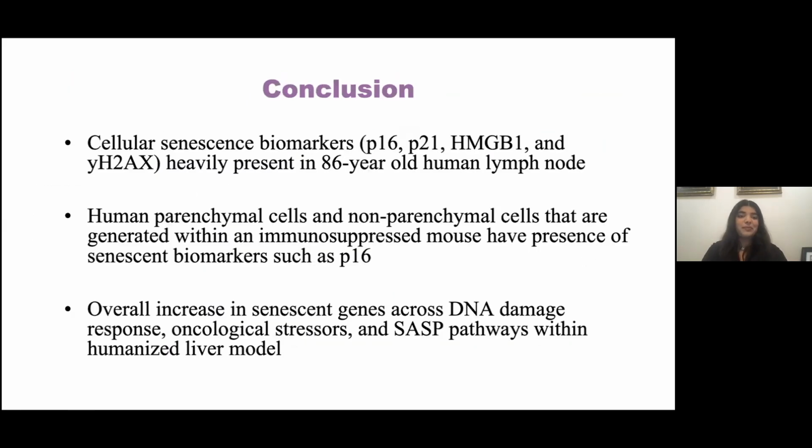So overall, we had a couple conclusions to make. Number one being that the cellular senescence biomarkers P16, P21, HMGB1, and gamma H2AX were heavily present in 86-year-old human lymph nodes. We were also able to see that human parenchymal cells and non-parenchymal cells that are generated within an immunosuppressed mouse have the presence of senescent biomarkers such as P16. And we also noted an overall increase in the senescent genes across the various different pathways, whether it's DNA damage response, oncogenic stressors, as well as the SASP factors that I was mentioning within the humanized liver model.